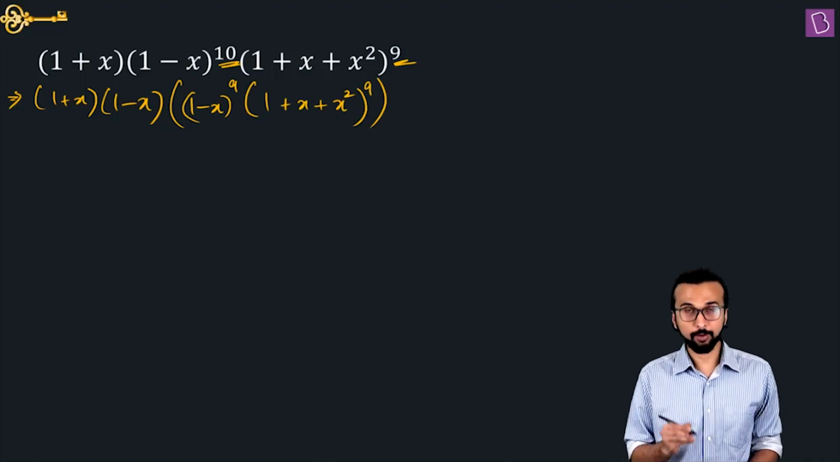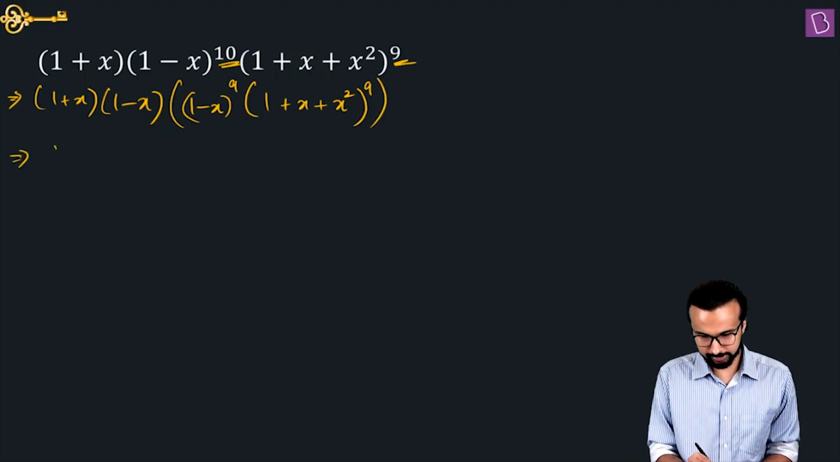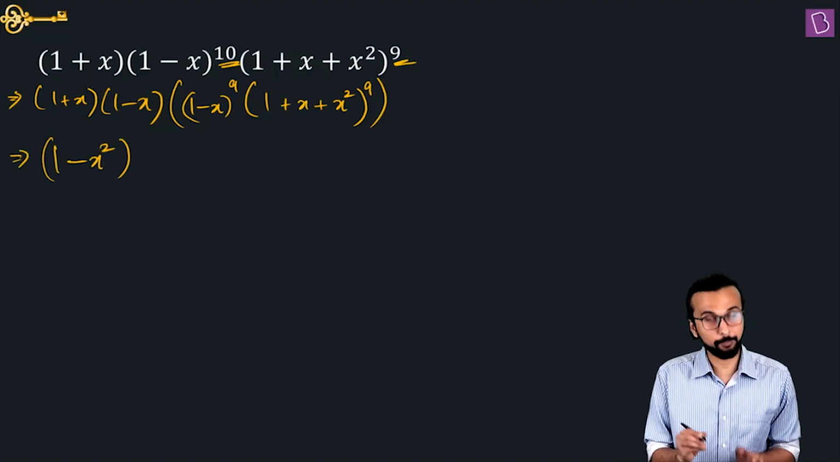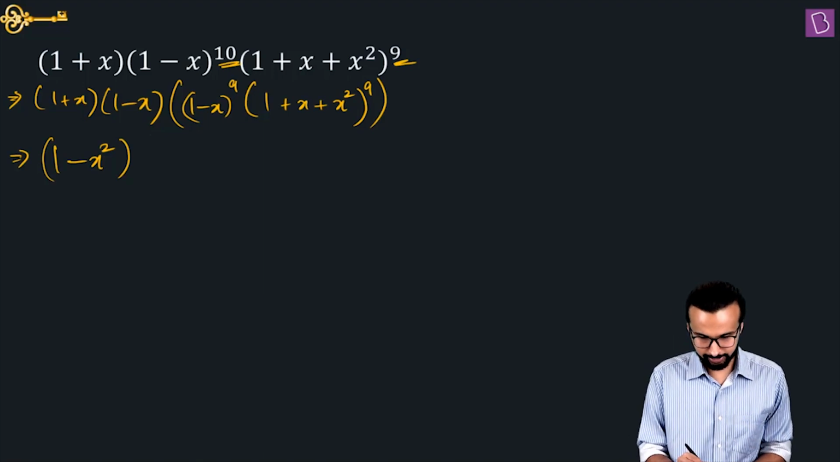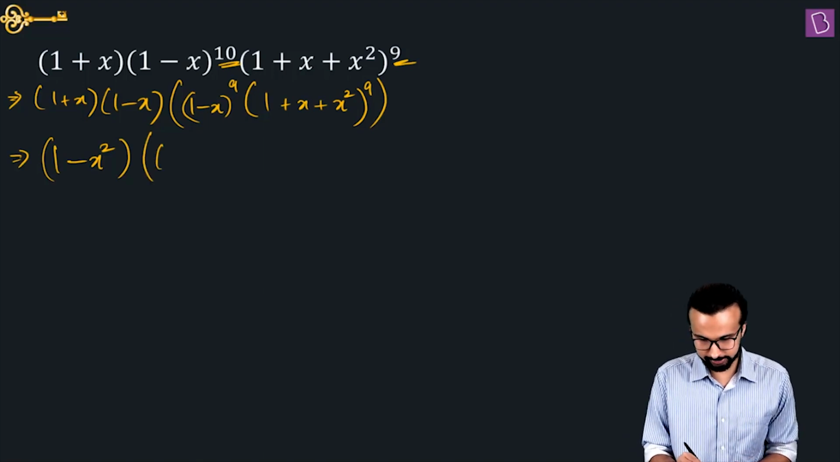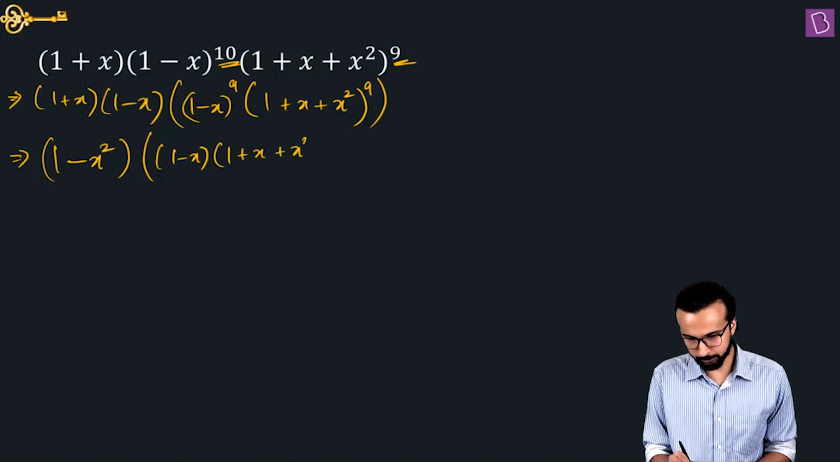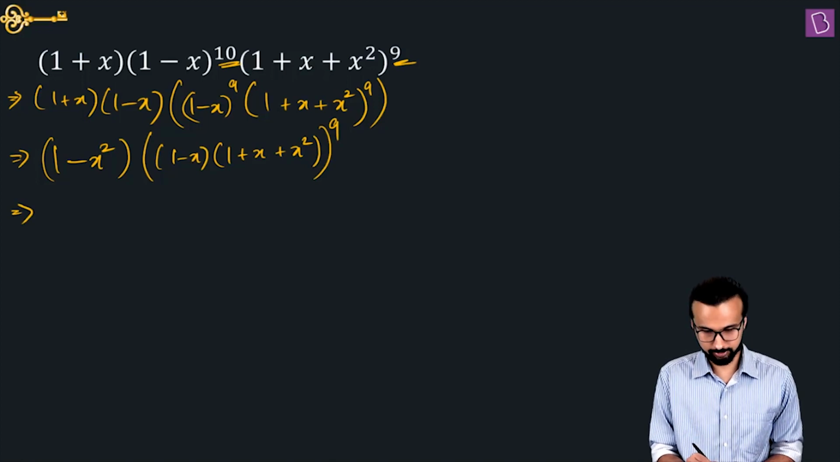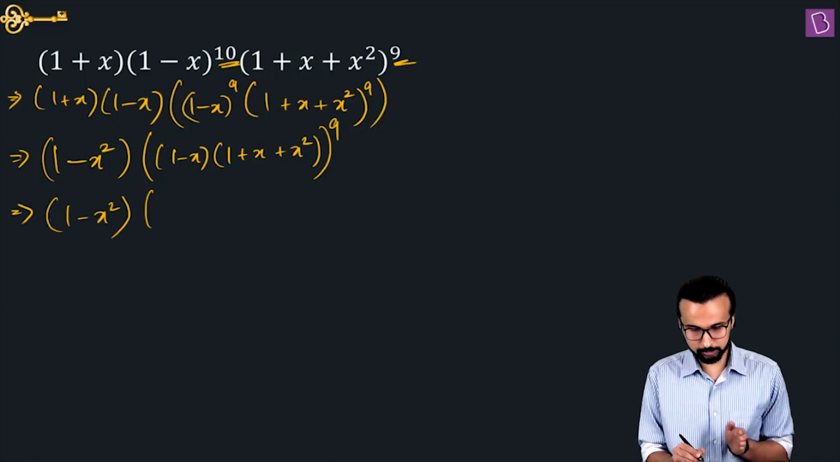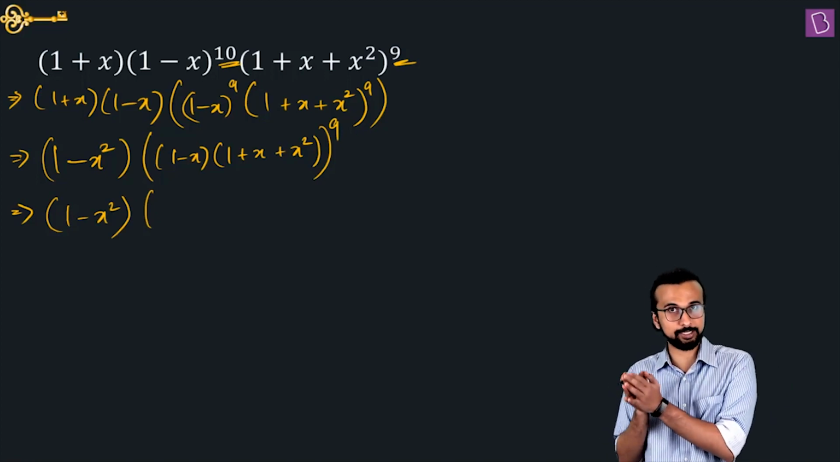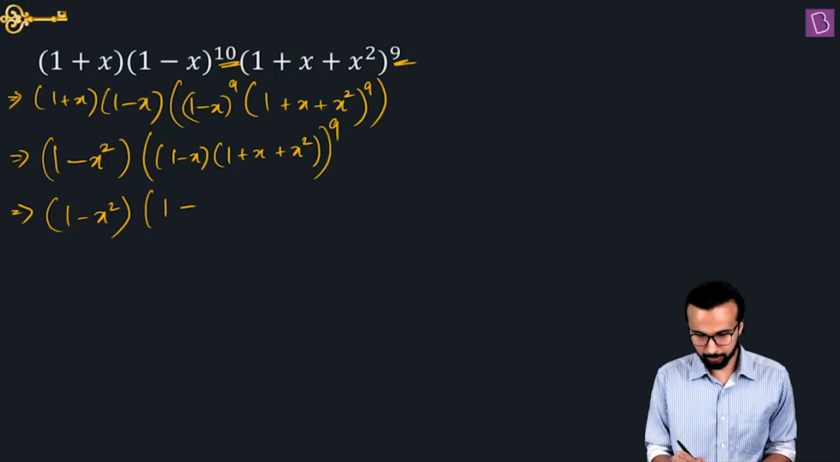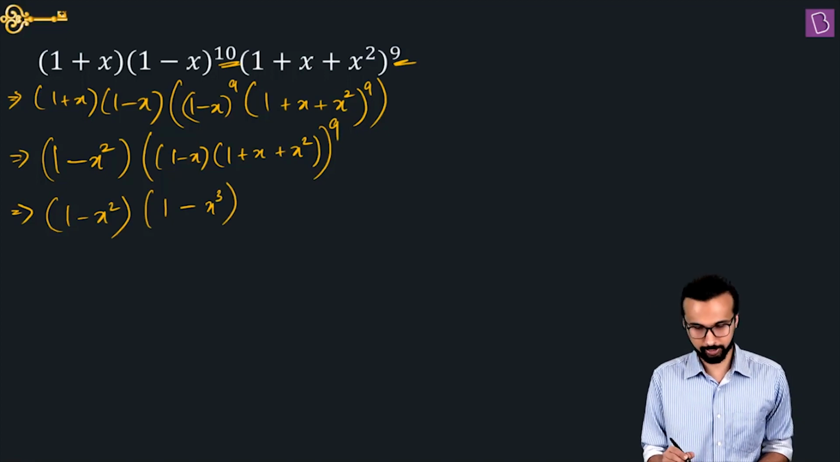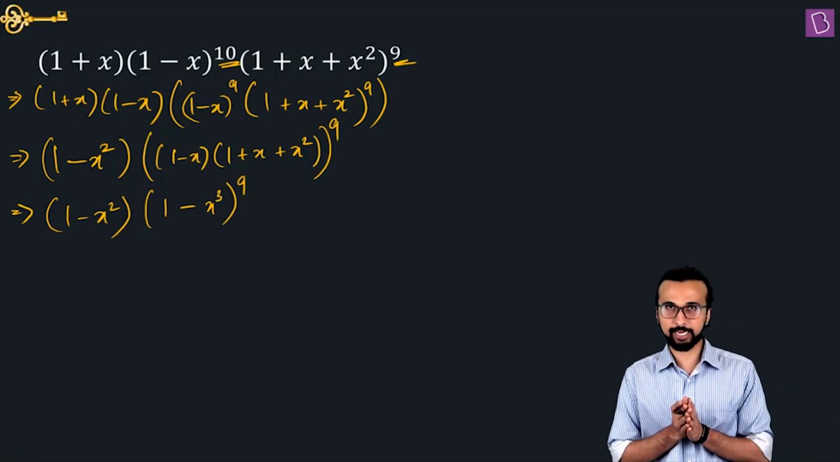So then what does this become? This can be written as (1 minus x square), the 1 plus x into 1 minus x. Then whatever is inside here can be written as (1 minus x into 1 plus x square) the whole raised to 9. This can further be written as 1 minus x square into, what is 1 minus x into 1 plus x square? That's nothing but 1 minus x cube, and this is raised to the power 9 here.